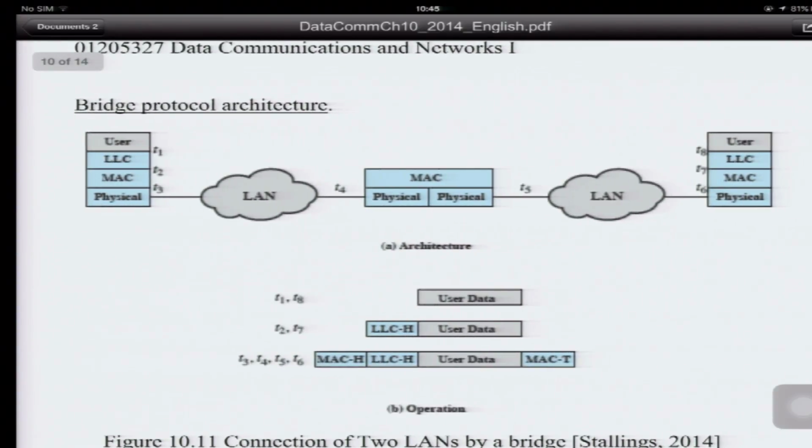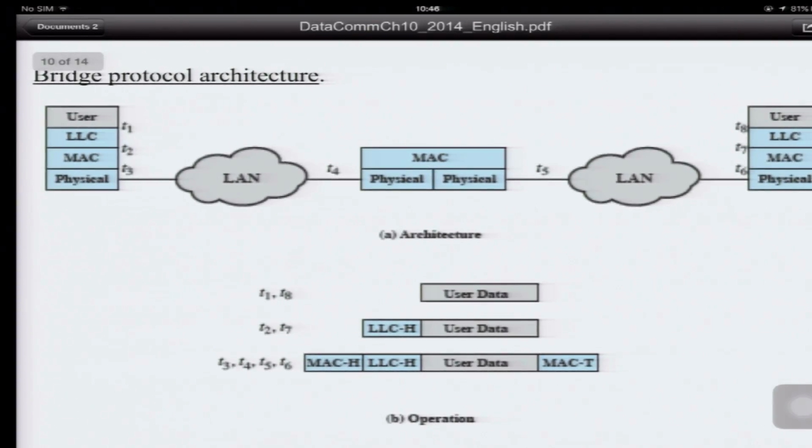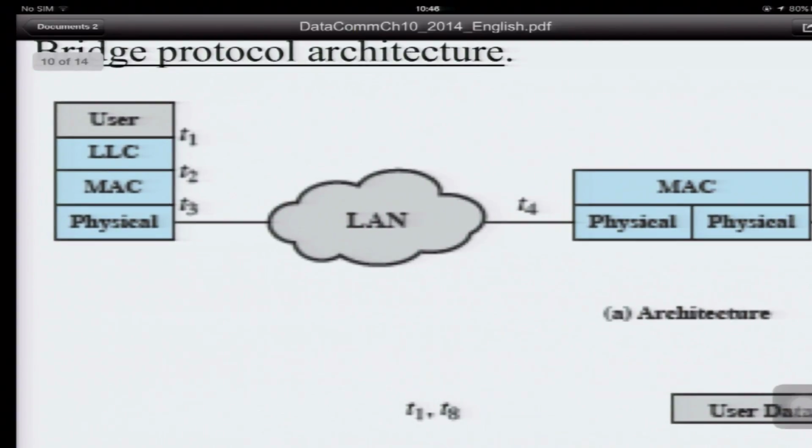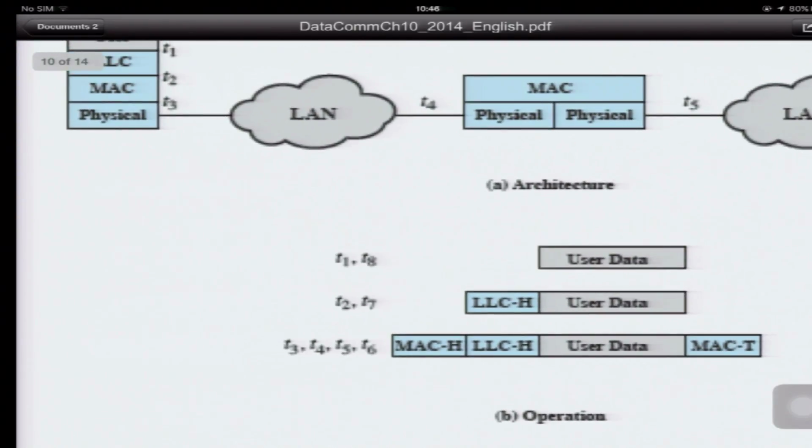Now let's look at the bridge protocol architecture. In this case, look, there are two LANs, on the left and on the right. The sender's user data goes down until it reaches the data link layer. So they have an LLC layer and a MAC layer, and then the physical layer, at times T1, T2, and T3. So this frame goes to the first LAN. At time T1, the packet will look like this: just the user data.